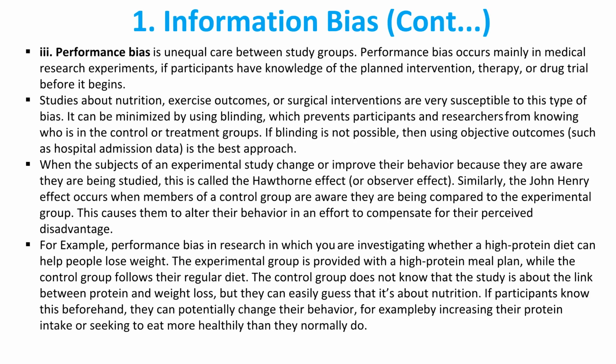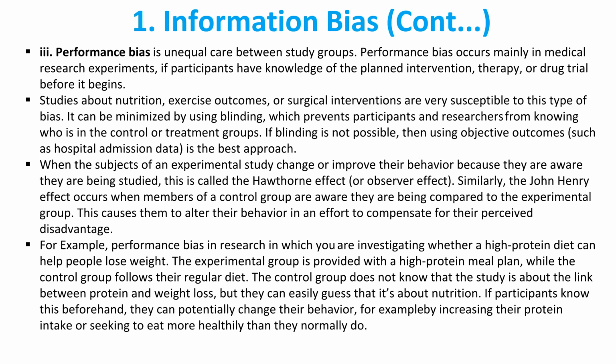Performance bias occurs mainly in medical research experiments, if participants have knowledge of the planned intervention, therapy, or drug trial before it begins. Studies about nutrition, exercise outcomes, or surgical interventions are very susceptible to this type of bias. It can be minimized by using blinding, which prevents participants and researchers from knowing who is in the control or treatment groups. If blinding is not possible, then using objective outcomes such as hospital admission data is the best approach.